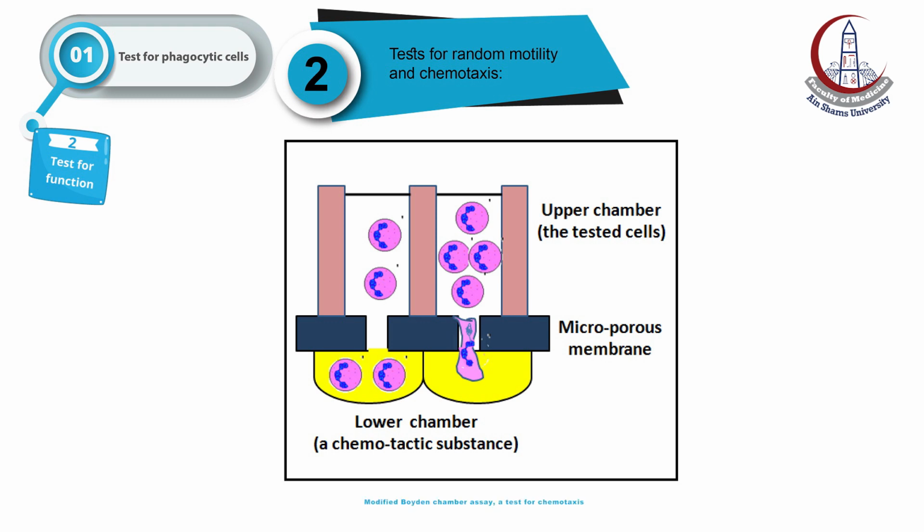This is done by the modified Boyden chamber assay. This is based on a chamber of two compartments separated by a microporous membrane. The tested cells are placed in the upper compartment, and a chemotactic chemical substance is put in the lower compartment. After an appropriate incubation time, the membrane between the two compartments is fixed and stained, and the number of cells that have migrated to the lower compartment side of the membrane is determined.